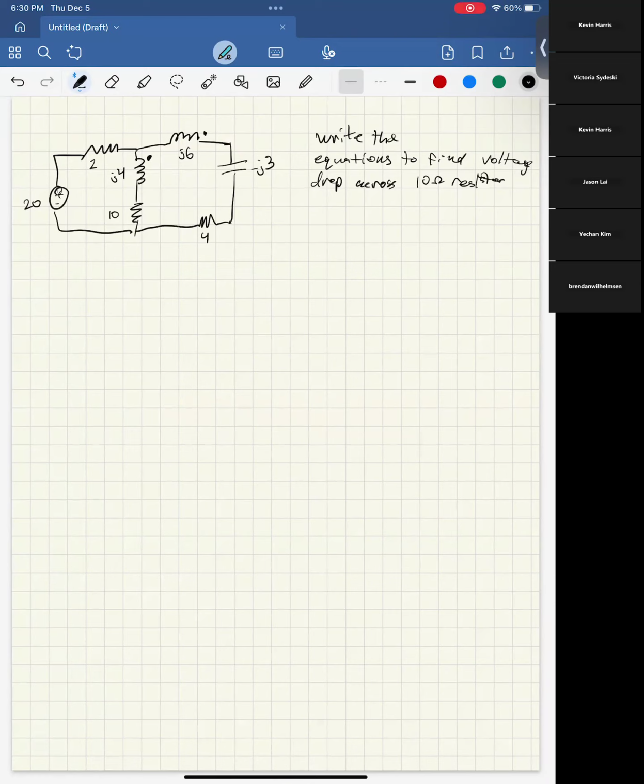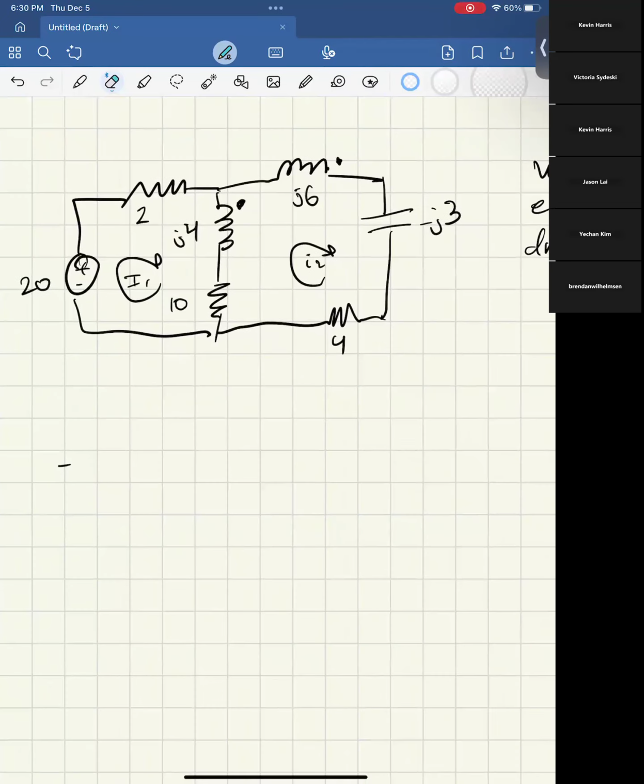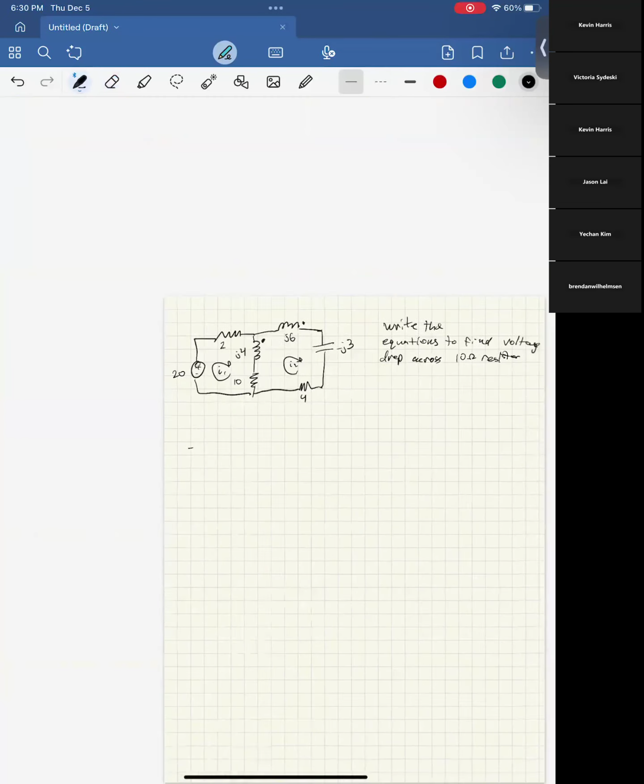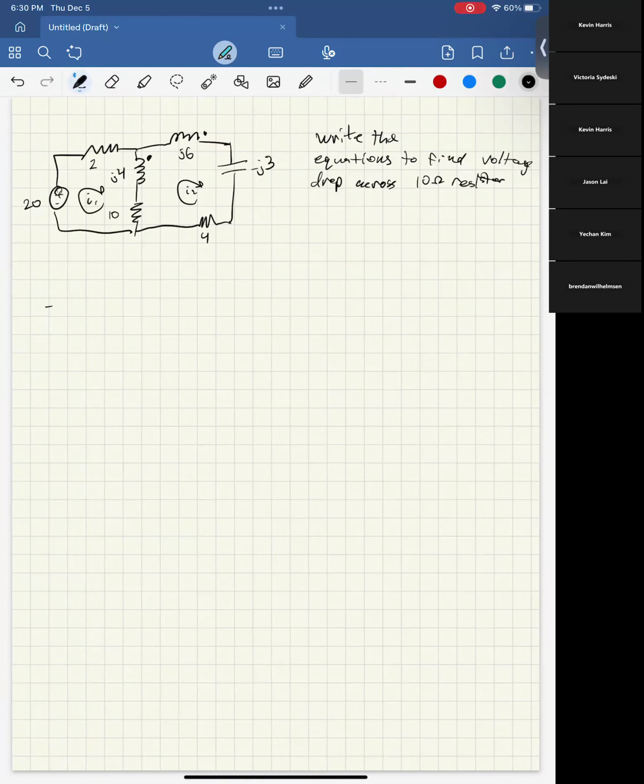Okay, yeah. So if we call this I1 and this I2, I'm going to make this lowercase because I like writing lowercase i's more. So I1 and I2. So about this left loop, the I1 loop, we'd have minus 20 plus 2 I1 plus J4 I1 plus 10 I1.